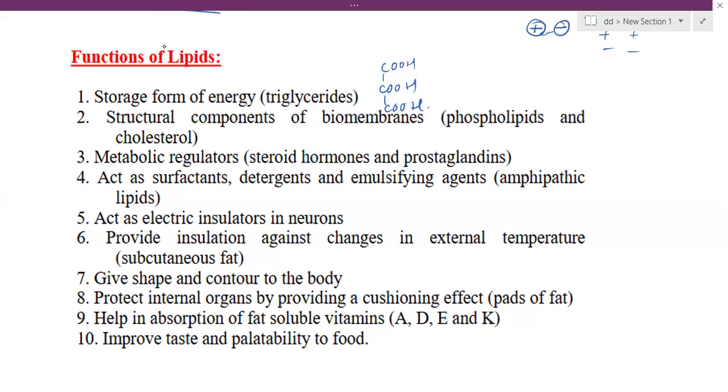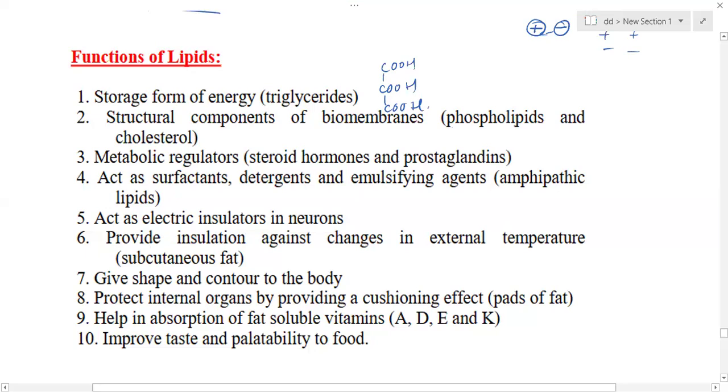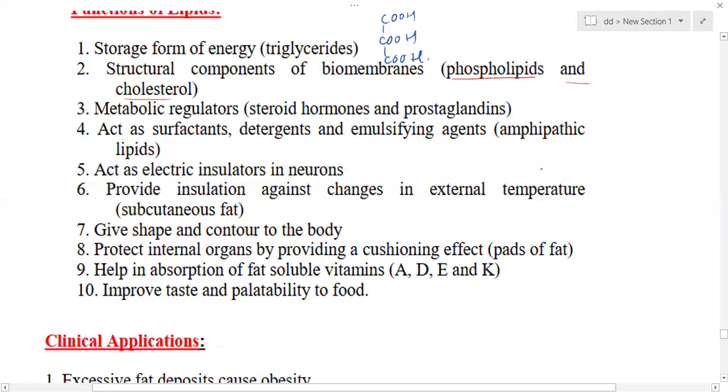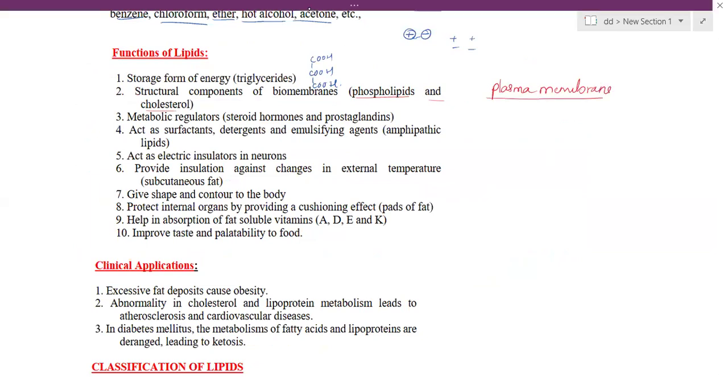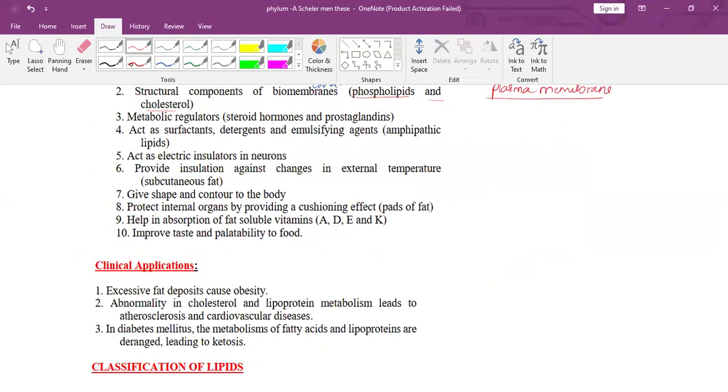Next, the structural component of biomembranes: phospholipids and cholesterol. Actually, these phospholipids and cholesterol are found in all the cells, whether animal or plant cells, which have a plasma membrane. Hope you have heard about this plasma membrane, right? This plasma membrane will have two lipid layers. We call this a phospholipid bilayer.